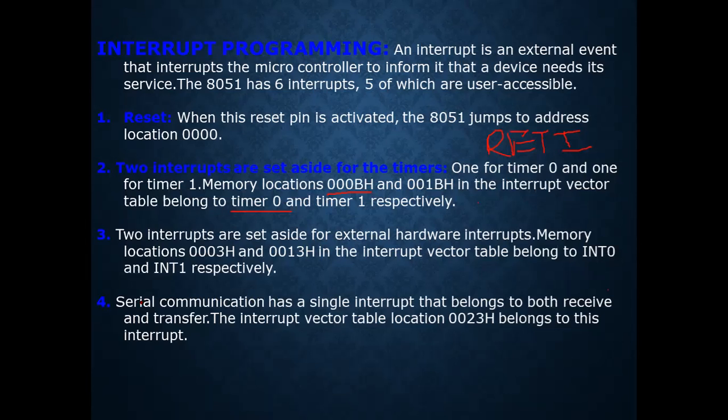The serial communication has a single interrupt that belongs to both receive and transfer. There are transmission and reception pins, but as we know, at a time one microcontroller can be a transmitter or a receiver only. So the interrupt vector table location 0023H belongs to this interrupt. Clear? Okay.